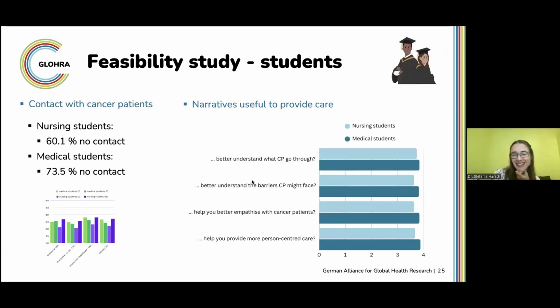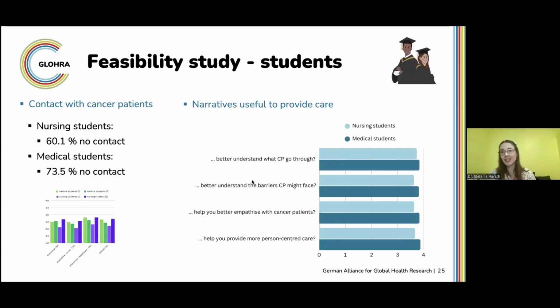When we now looked at the students in and of itself, we asked them a few additional questions. We adjusted the questionnaire slightly. And initially we saw that nursing students and medical students usually didn't have contact with cancer patients at all, and they are only learning the medical side part to it. Also there we saw that cancer health literacy can increase. We saw a different pattern depending on medical students and nursing students, but we also had fewer medical students than nursing students. But what was most important for us was also whether these narratives are useful for them to enhance their empathy and care.